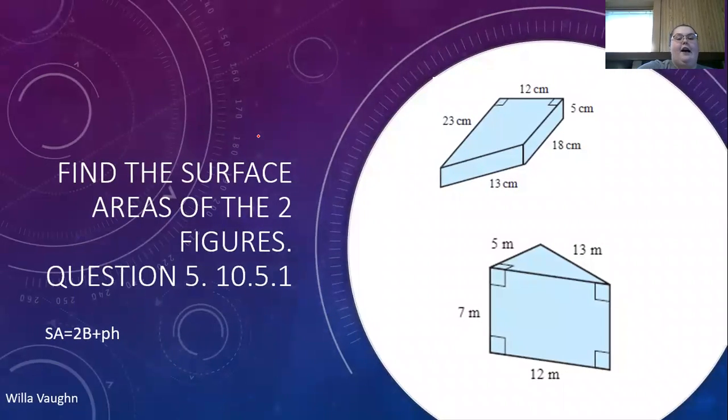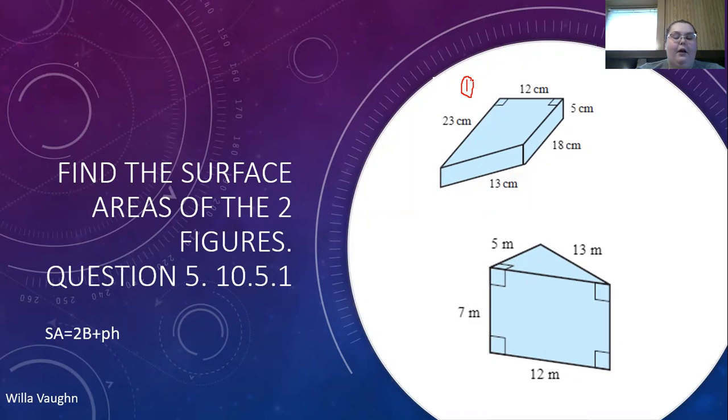Right, question 5. Find the surface areas of the two figures. So we're going to start with the first figure right here, number 1. And we notice that the base of this figure is a trapezoid. So you will do the area B of a trapezoid with bases A and B with altitude h, and it's going to give you the formula B equals 1/2 (A plus B) times h.